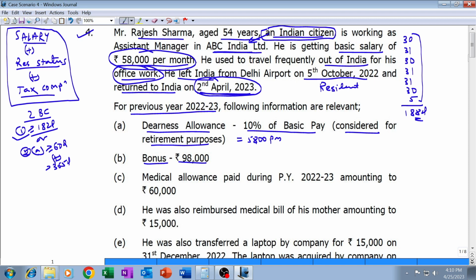Bonus 98,000. Bonus is taxable only if actually received. If bonus is due, then it is not taxable. We don't know anything, so we will assume that it is received, and bonus will be taxable. DNS allowance is also fully taxable.